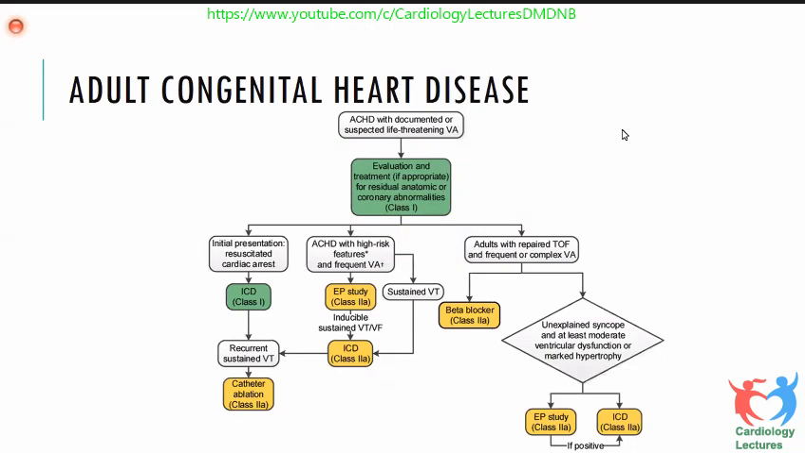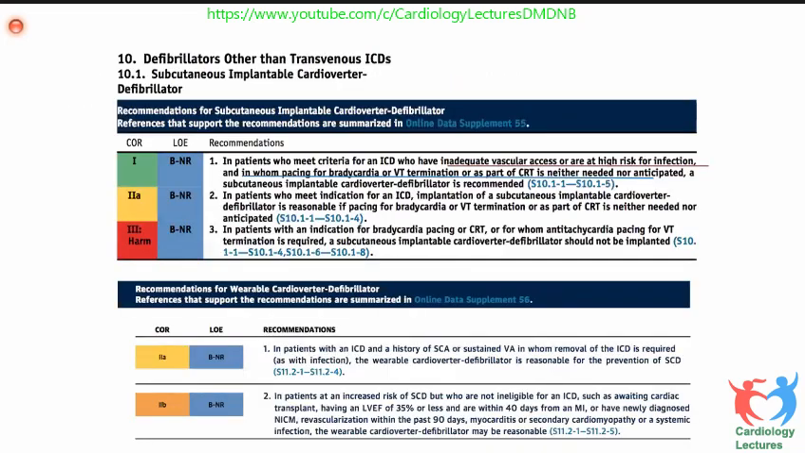Adult congenital heart disease is another group that we should not forget, because some of them have high risk of frequent VAs, especially the TOF mentioned here, and TOF who presented with syncope and ventricular dysfunction. They also go on to talk about alternatives to the transvenous ICD, such as the subcutaneous implantable cardioverter defibrillator. They have their criteria here, such as inadequate vascular access, high risk for infection, or pacing for bradycardia or CRT not being needed.